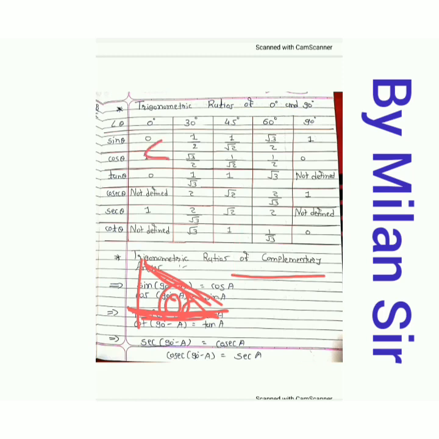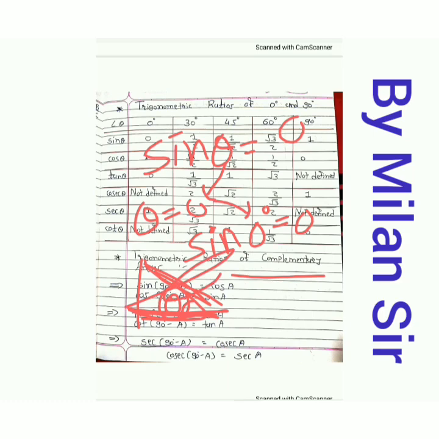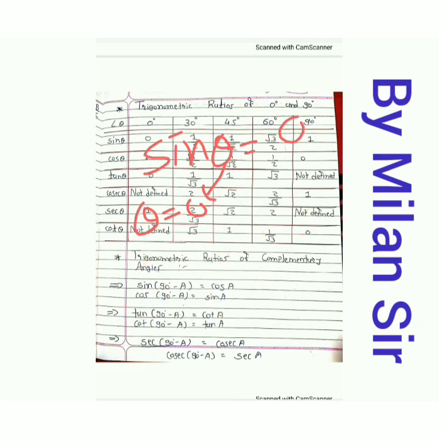Now what is the formula of sin theta? Opposite side upon hypotenuse, but here no opposite side is there, that's why sin theta is equal to 0. If my theta is equal to 0, that means I can say that sin 0 is equal to 0. So here sin 0 is equal to 0. So at 0 degrees, the value of sin is equal to 0.